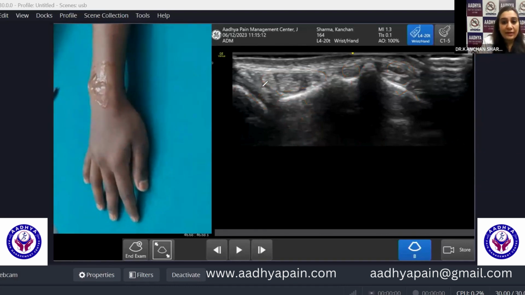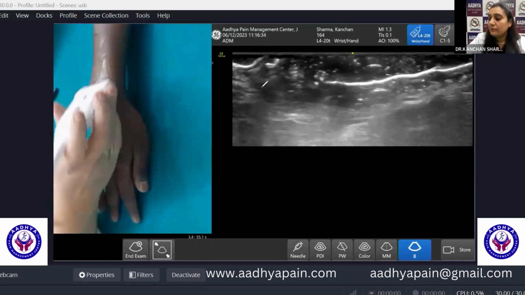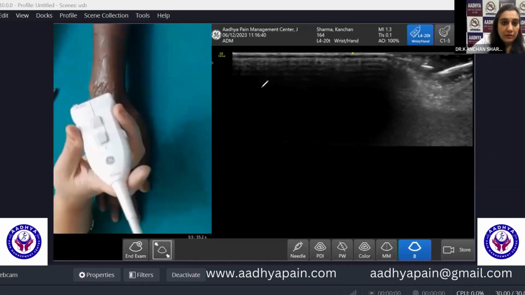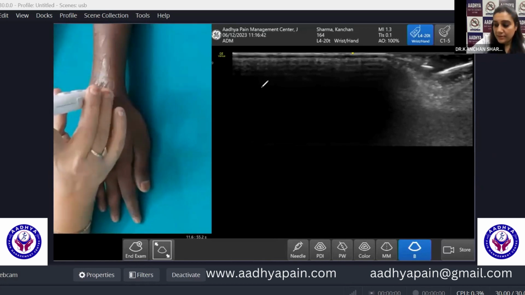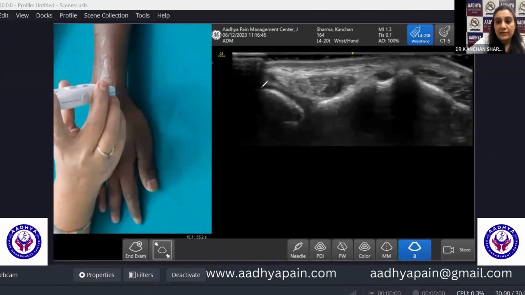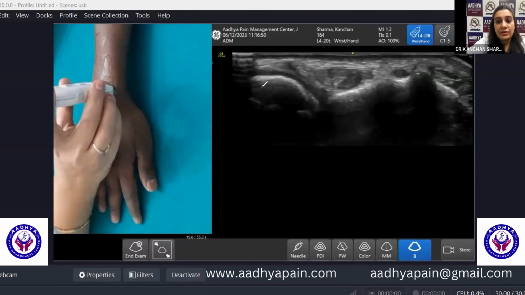So once we have identified compartment 3 and compartment 4, now we will be identifying the 5th compartment. Again, the probe is in short axis over the distal radius, the distal dorsal radius, I should say, to be more precise. And we will identify the Lister's tubercle. Now we have identified the third compartment.